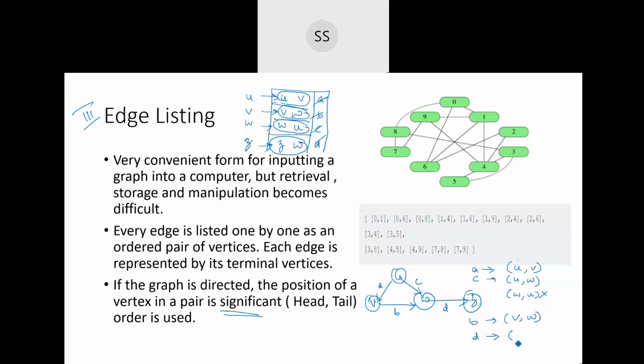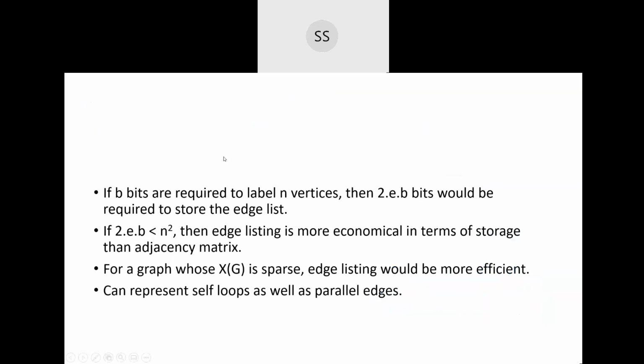Okay, in the case of D, you will write it as W, comma Z. You cannot write it as reverse. That is how you have to remember in the case of your edge listing. Now again, in this also you have certain points which says that if B bits are required to label n vertices, then you need 2 into E into B bits to store the edge list.